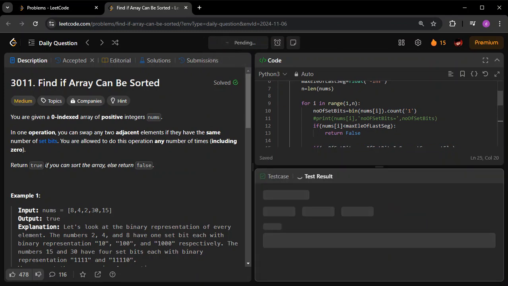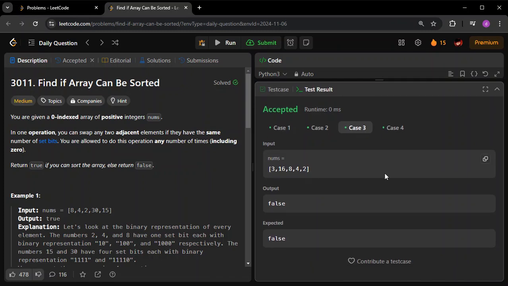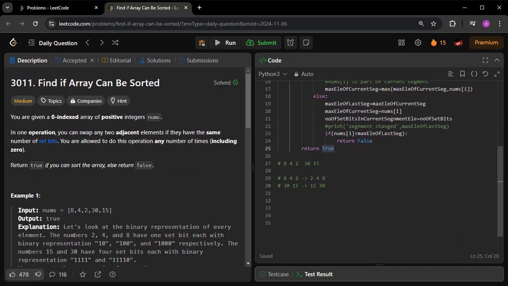Let me quickly run this and show you. As you can see, it is clearing all the test cases. I have already submitted the solution and got accepted. So the idea here is very simple.